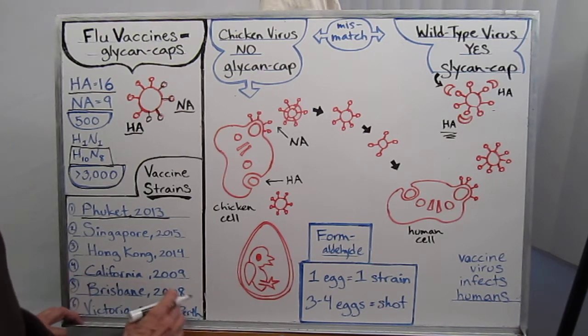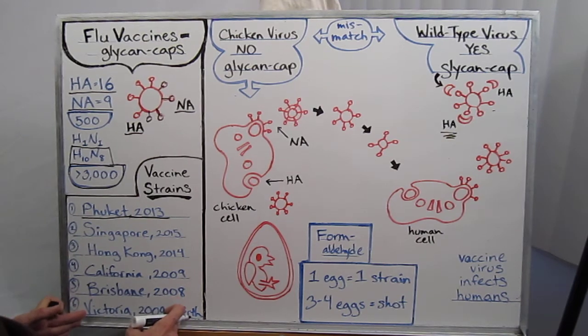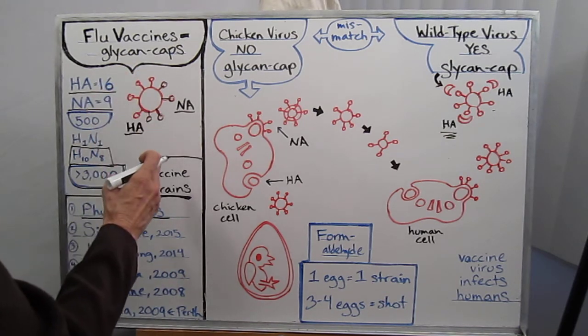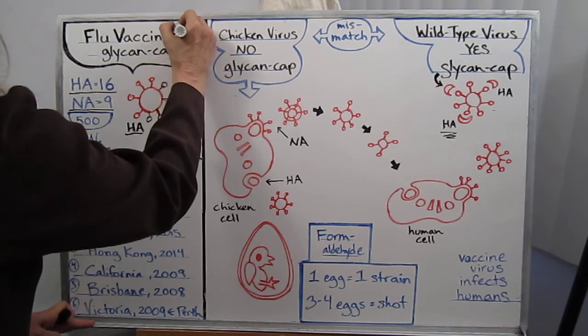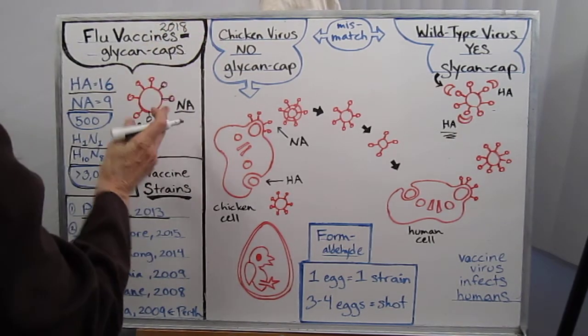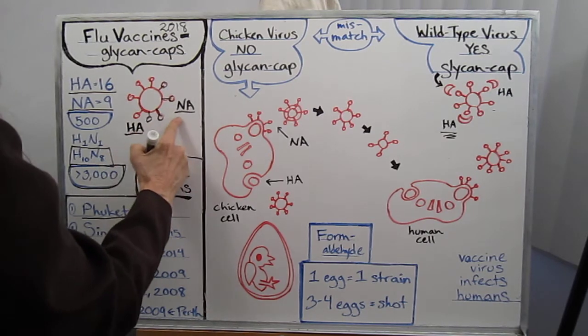These are Australian cities. So those are where these virus strains originated from and the year in which they originated, that they are growing in the current vaccines for 2018. How do they grow these? Well, first let me explain what HA and NA represents.